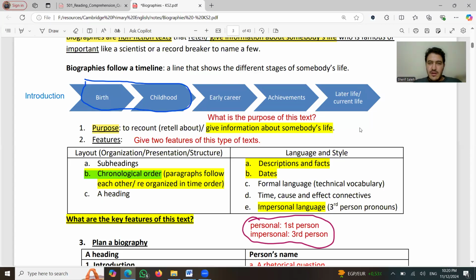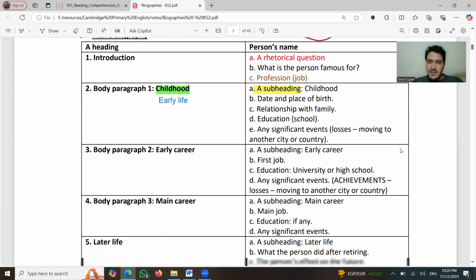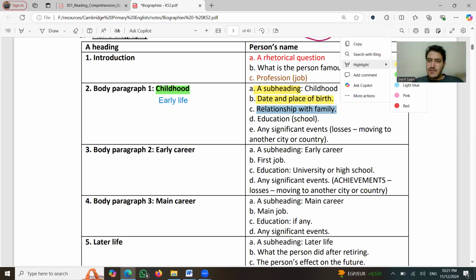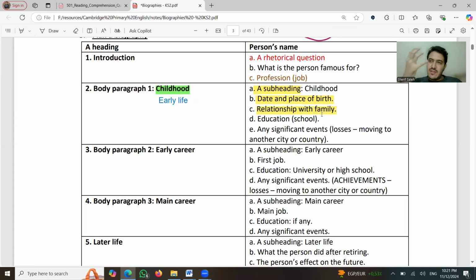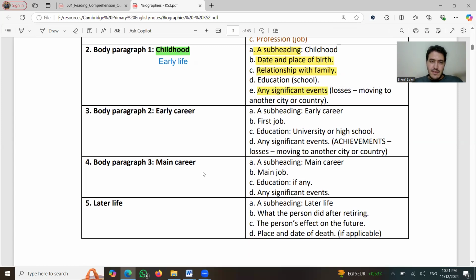This treatment part and the disease and sponsorship can be taken as significant events. So we spoke about his date and place of birth, relationship with family, and anything you need to talk about should be leading to what the person has become. We haven't spoken about education because it isn't significant here, but we can speak about any significant events like losses or moving to another city or country. After that comes the early career.